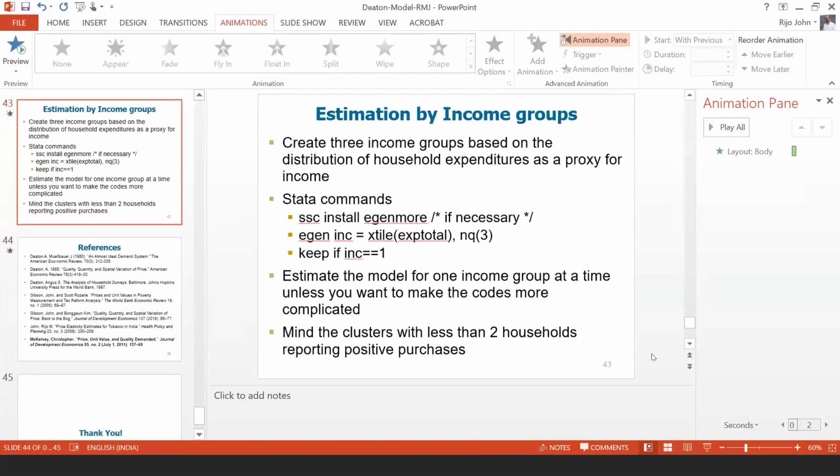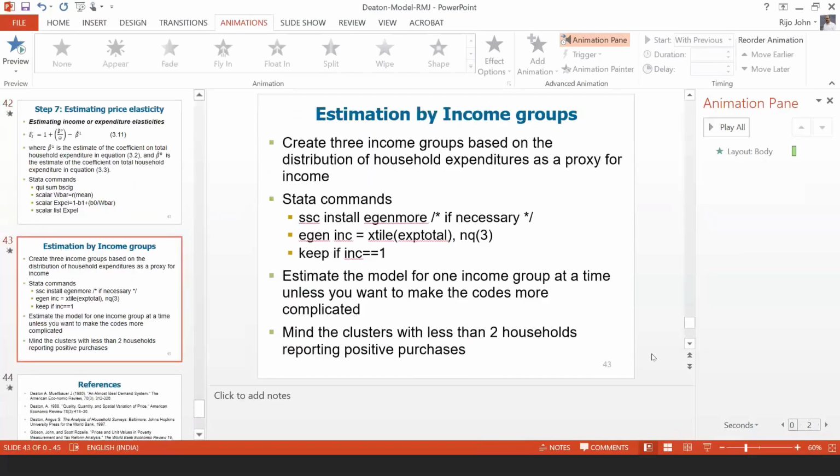So in such a case, the model performance might be affected, especially if you are having cluster sizes with less than two households reporting consumption, right? So you might want to drop such clusters before using them in the regression.